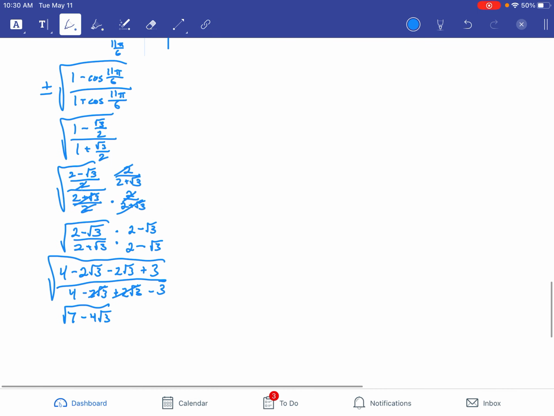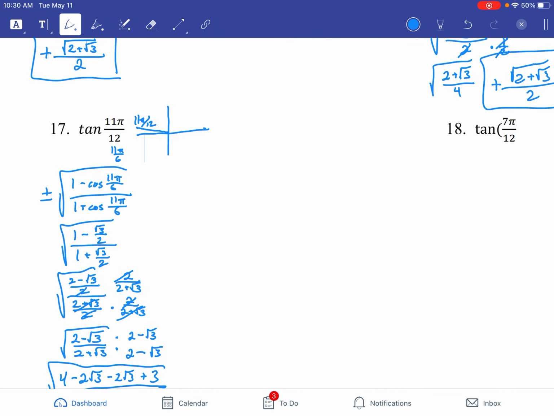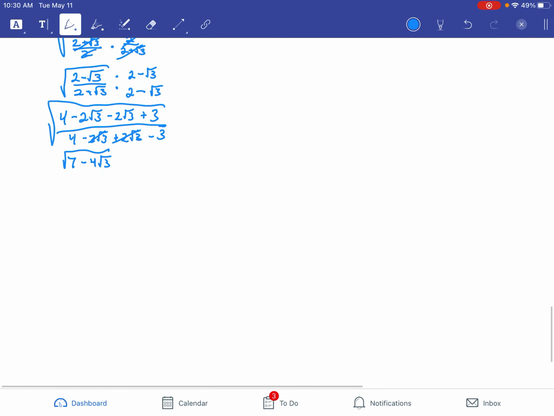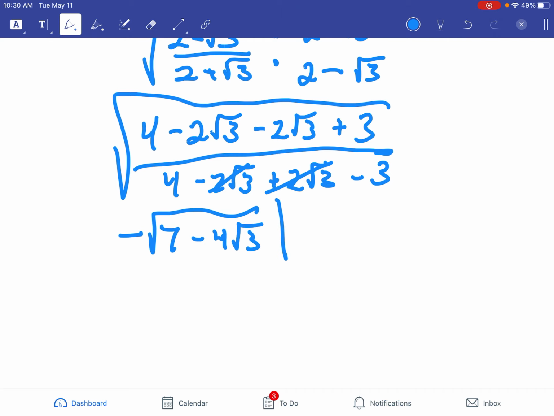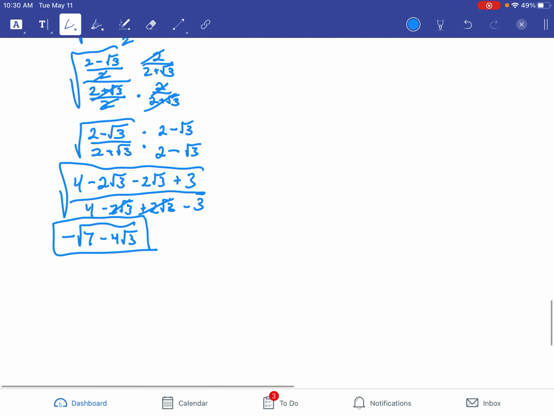All right, which brings us back to the original part of the problem. What is a tangent function over in this quadrant? Well, since that quadrant has negative x and positive y, it's a negative number. That means this would be a negative answer. There you go.